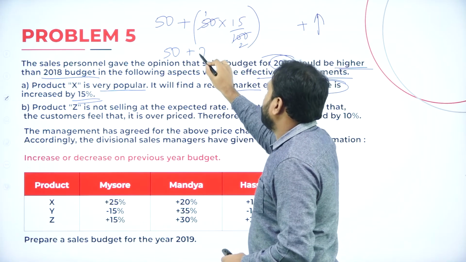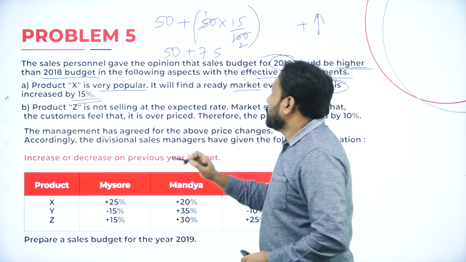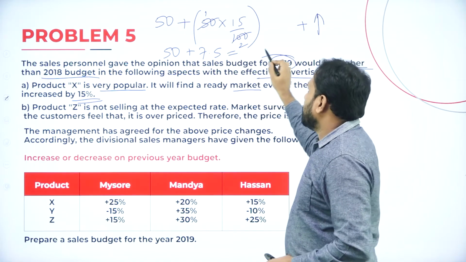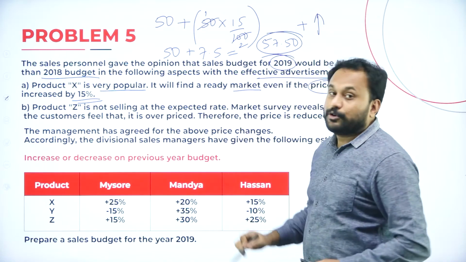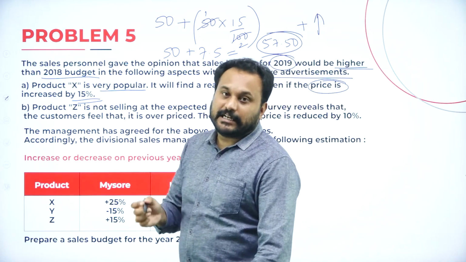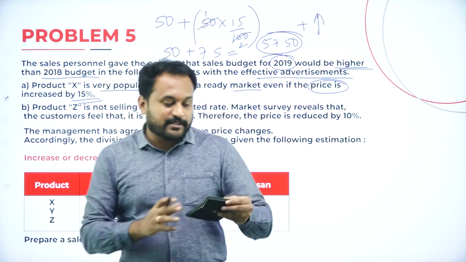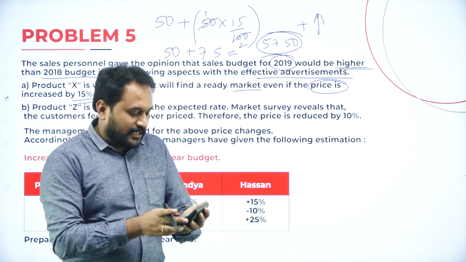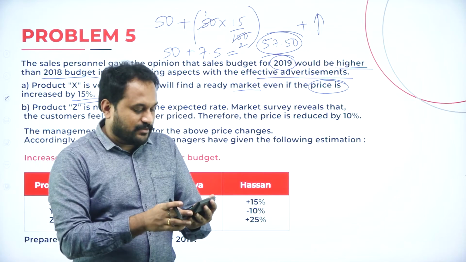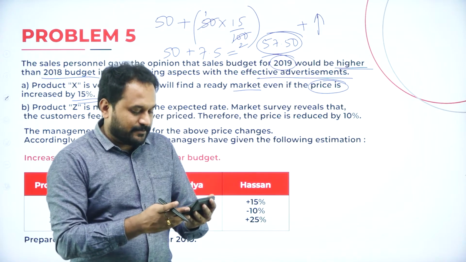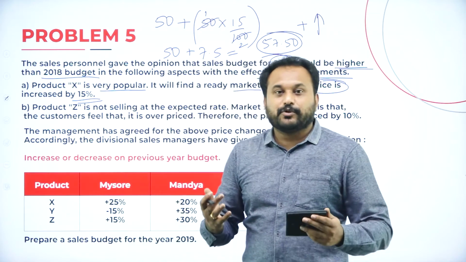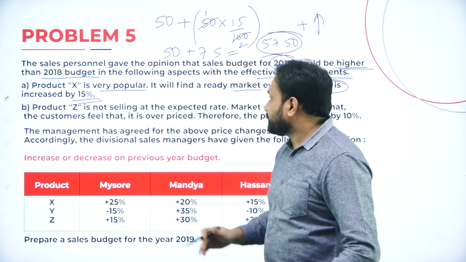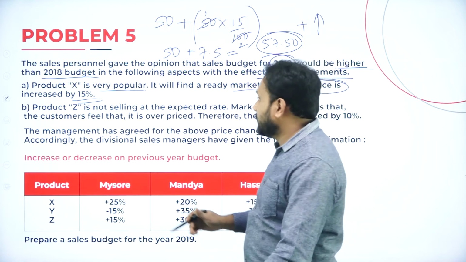So it is 7.5. So the new price will now be 57 rupees 50 paisa. That would be in 2019. Take your calculator, just calculate the same. That is, 50 rupees into, now increase by 15%, is equal to, so you get the answer. Hope you people are able to understand this. Let's go with the next one.